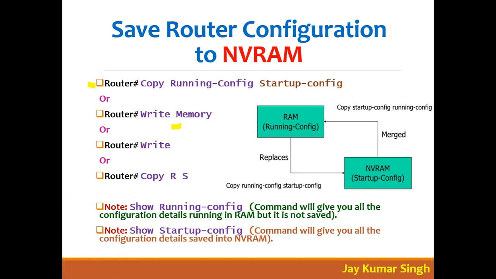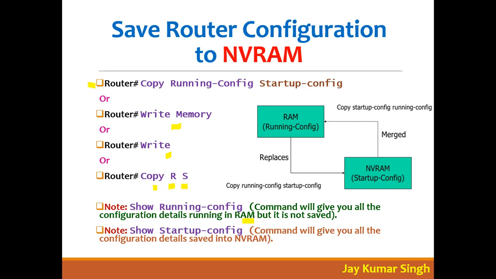So you can run this long command, or you write the alias, write memory, or you can write copy r s, R means running, S means startup: running config to startup config, or you can write the full command. Now keep in mind, the show running config command will give you all the configuration details of your RAM, but it's not saved. The show startup config command will give you all the configuration details saved into NVRAM. If it is not saved, you cannot get the output I have shown you.